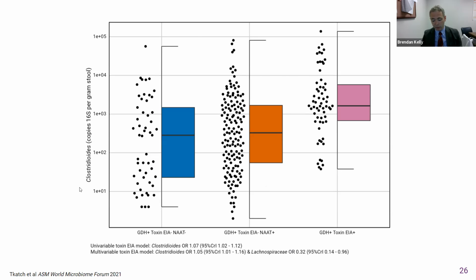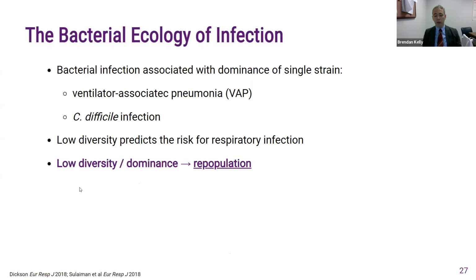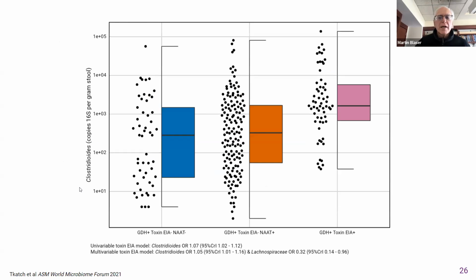So interesting findings again. Brendan, I wonder if I can ask, if you can go back. Yeah. I'm just surprised that the Clostridioides copies are so low, even in your top group. Looks like maybe the mean is 10 to the third per gram. It's not much. When somebody has salmonella or shigella or campylobacter, they have like 10 to the 6th to 10 to the 9th per gram.